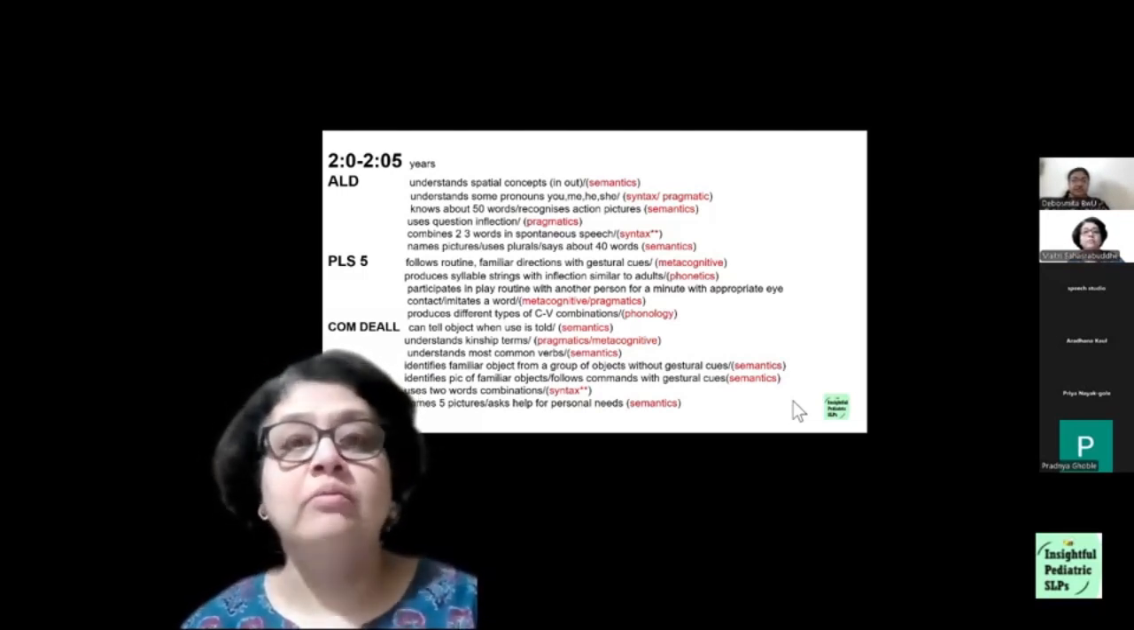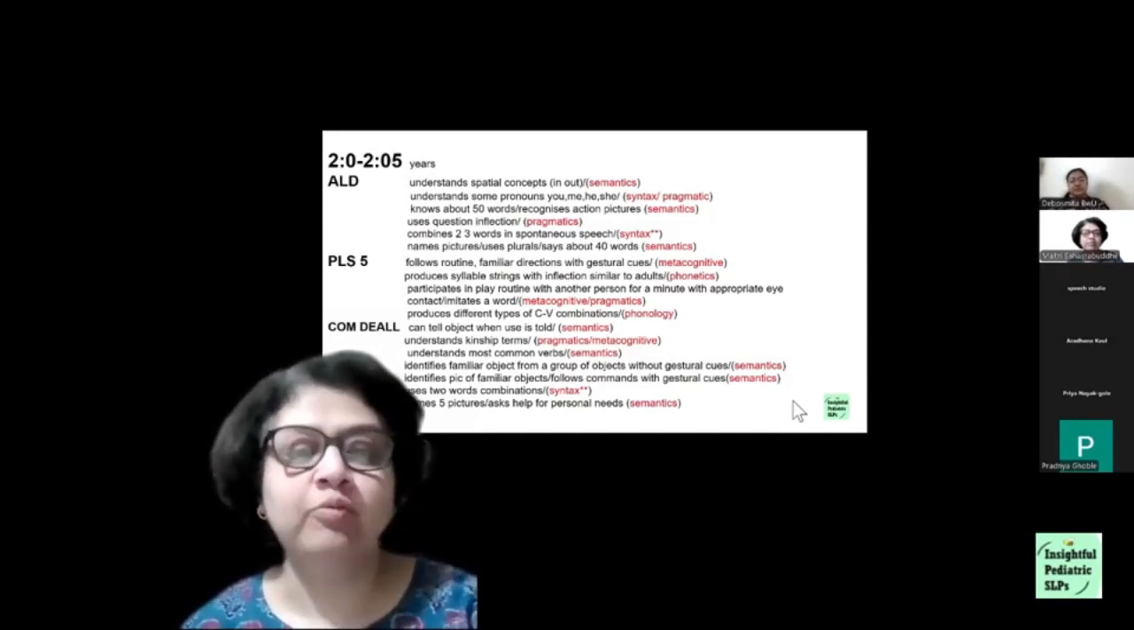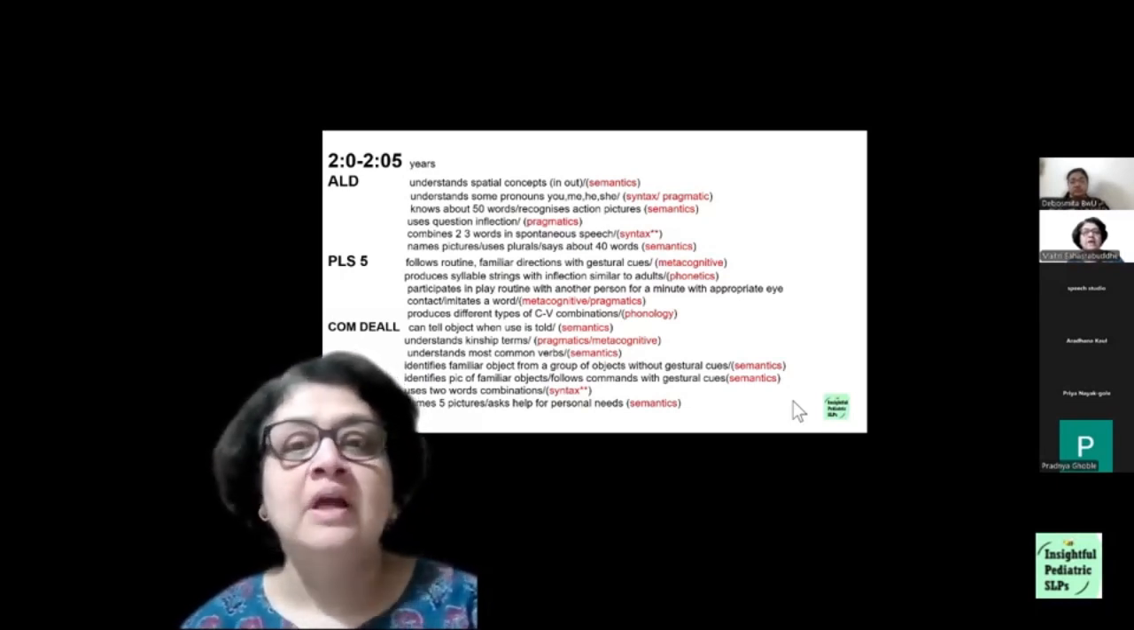So the first one, the ALD says that the child understands spatial concepts, like we just spoke about. It doesn't go in syntax, it actually goes in semantics, whether the child has the spatial concepts, like in and out, and then understands some pronouns, the pragmatics here actually. See, again, if you use the pronouns, it becomes pragmatic.